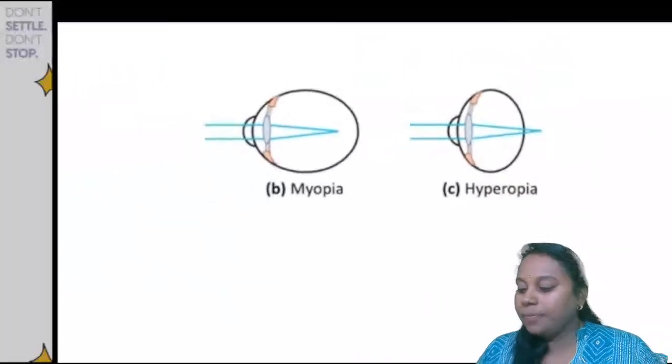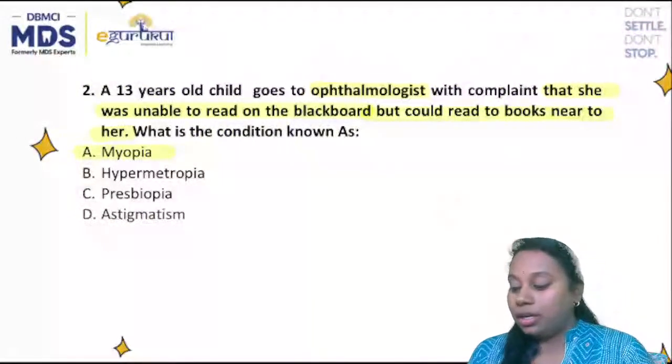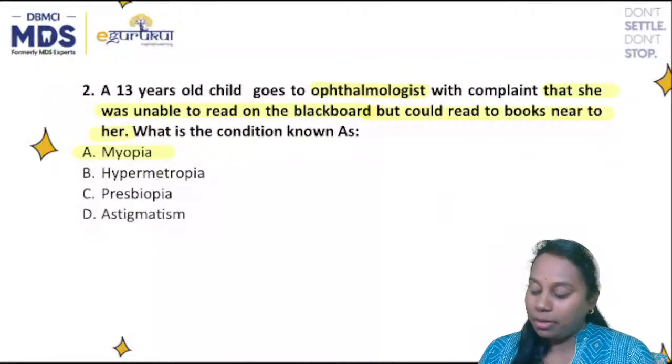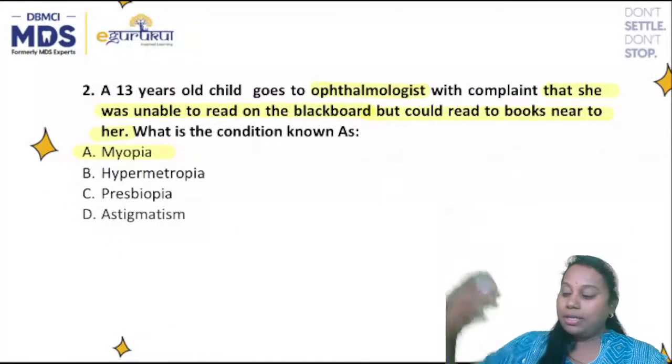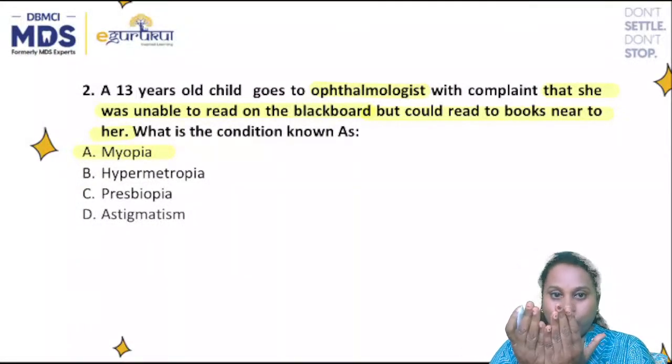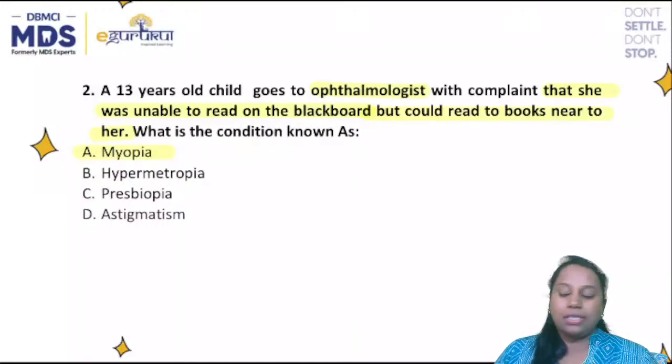So in this question, the child is not able to read the blackboard which is at a distance, but he is able to read a book which is kept closer. So this is short-sightedness, myopia.